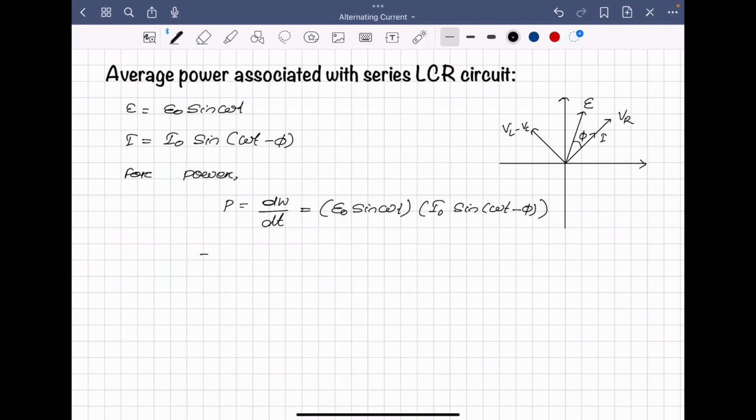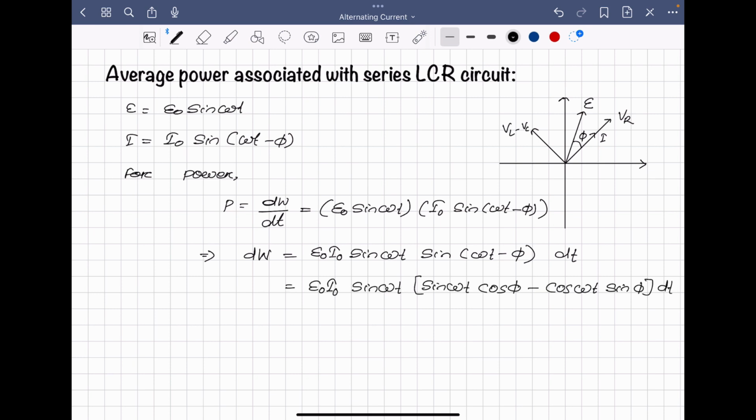Then what do you get here? We have sin(omega t minus phi). We have the formula sin(A minus B), which is sin A cos B minus cos A sin B. So let's use that formula here: this is our A, this is our B. Then we multiply. By multiplying, we get sin square omega t cos phi minus sin omega t cos omega t sin phi.